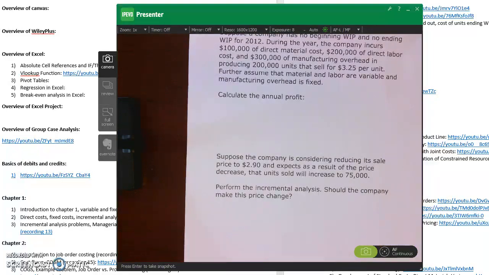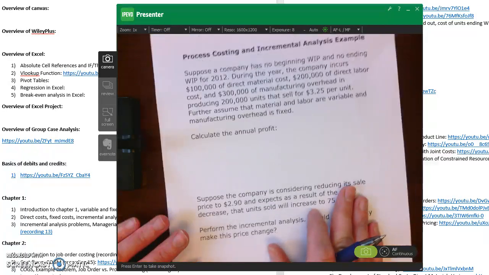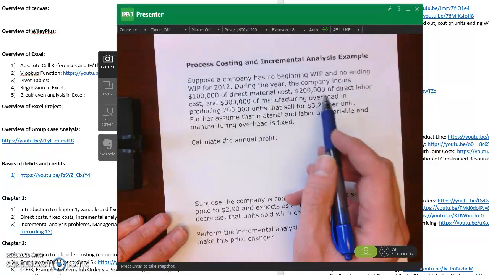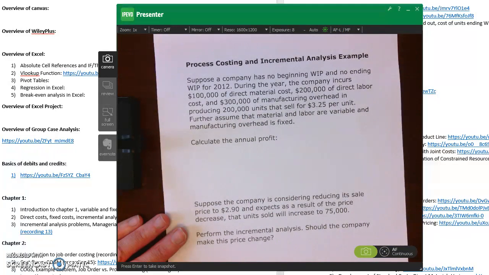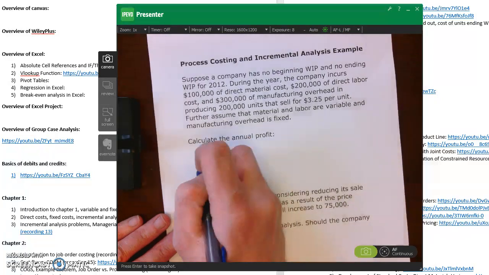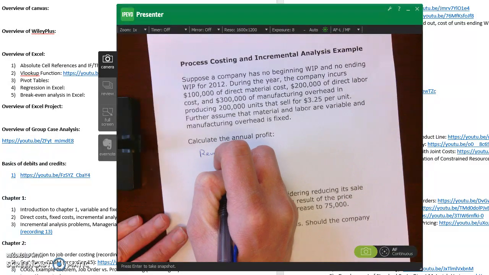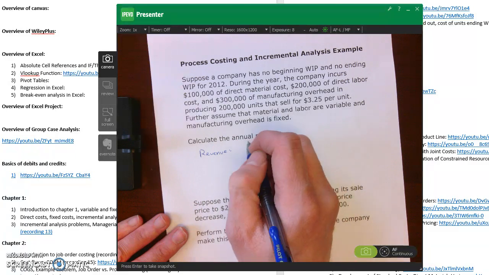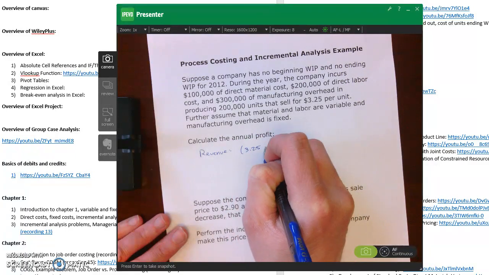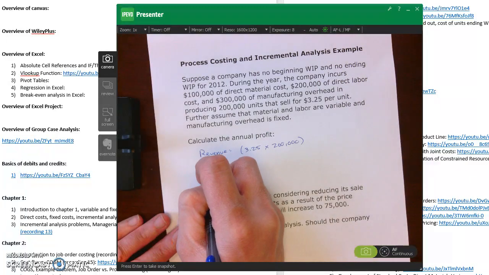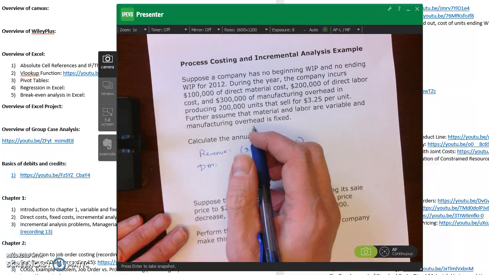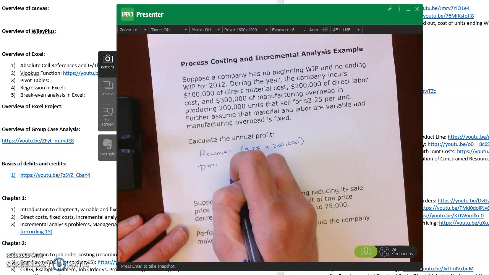Okay? The first one is we have for 2012, or you can change that for any year you want to. We said during the year the company incurs $100,000 of materials, labor, overhead, 200,000 units that sell for $325. Calculate out the profit. So we come over here. We're going to say our revenue is going to be equal to our 325 times the 200,000. Okay. And then our direct materials costs will be equal to our 100. Remember, that's just given to us.